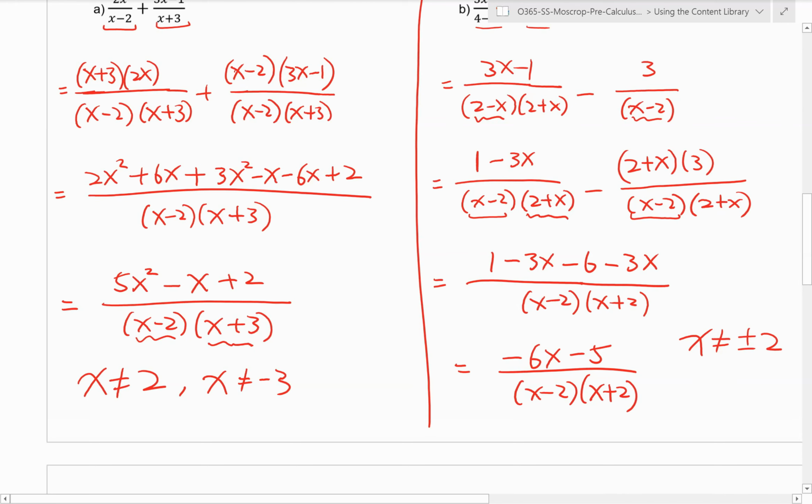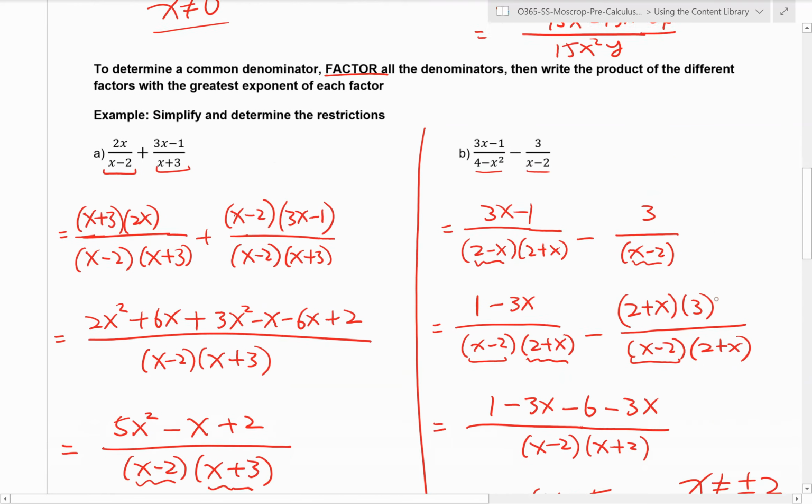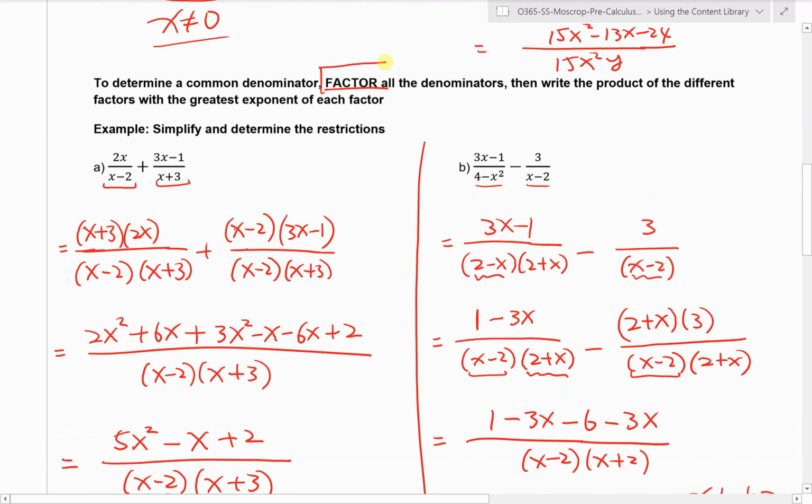All right, hopefully this wasn't too bad for you. But again, the very first step is to factor. Always factor first, and then find a common denominator.